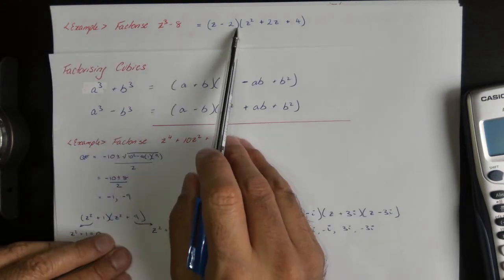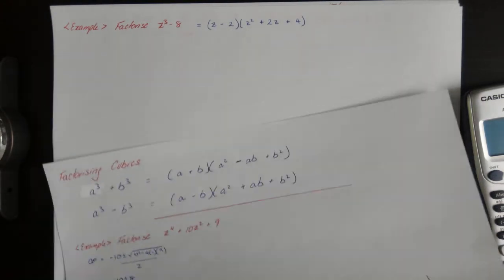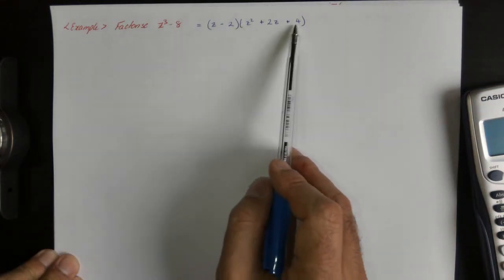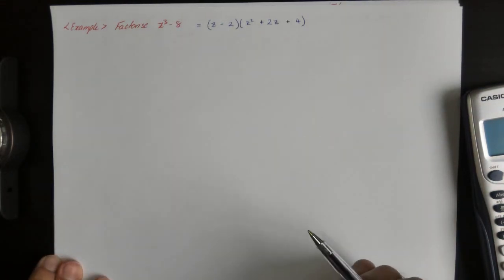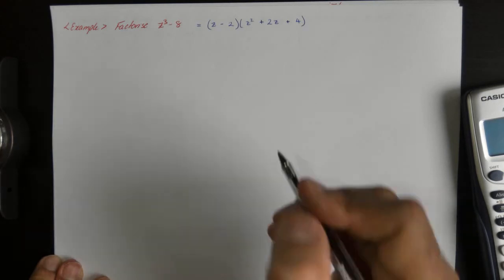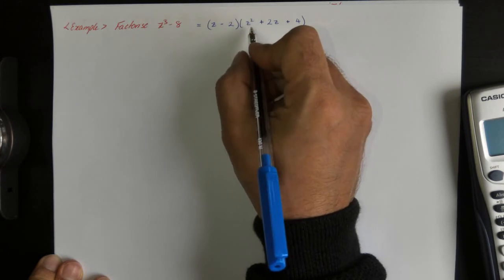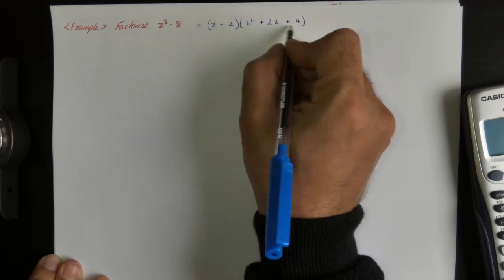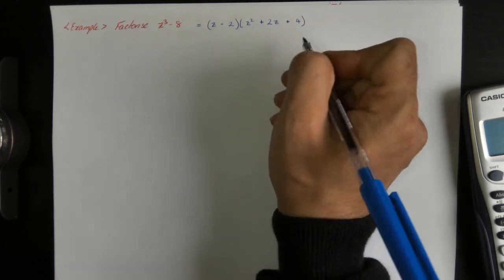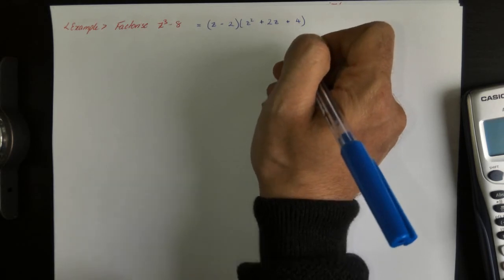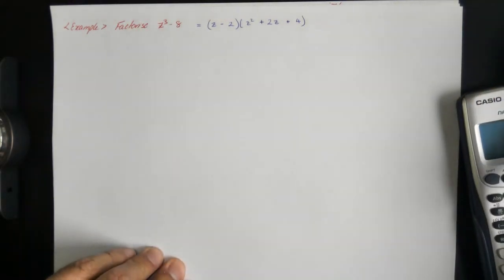So z squared, minus 2, okay. Now what I want to do is factorize this quadratic factor. There are no real factors for this whole thing, so there are no two numbers that work. How's that?